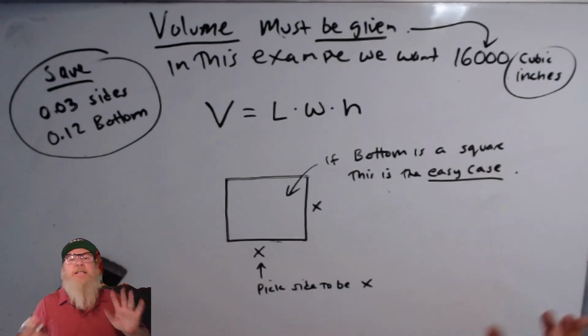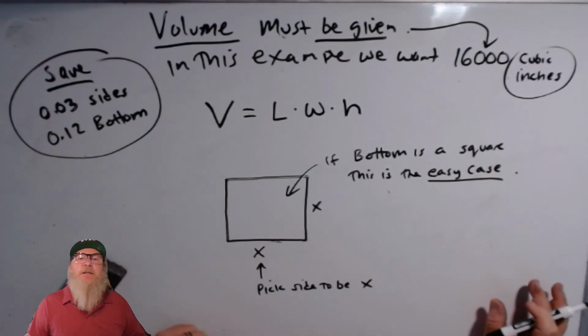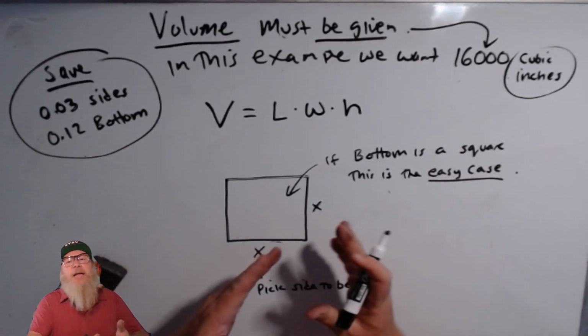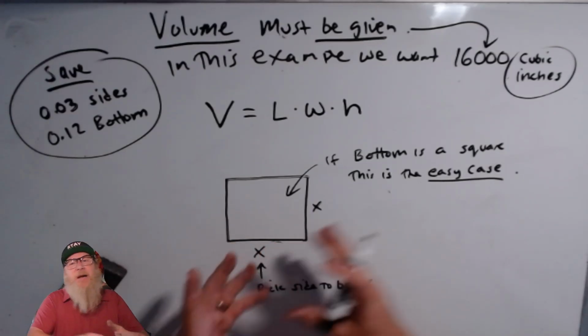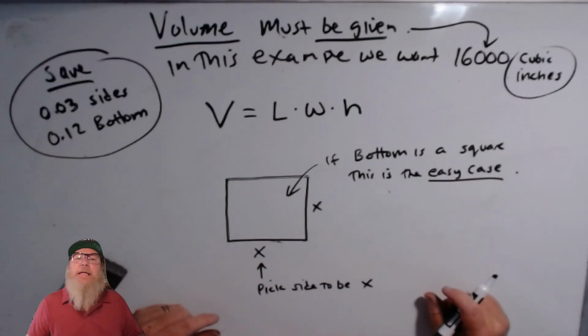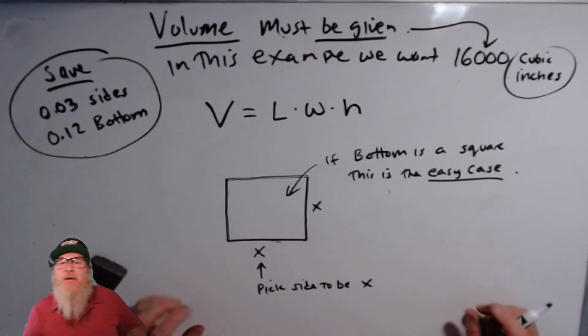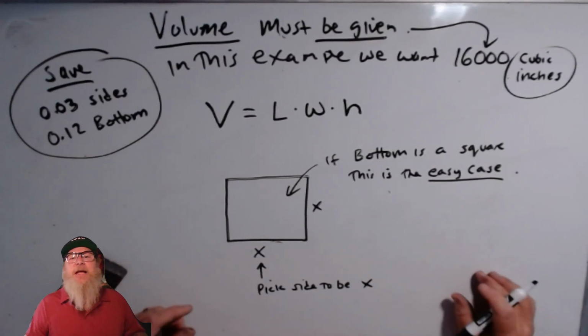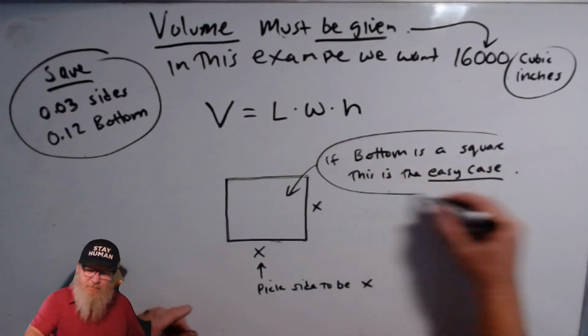So I'm going to do the easy case today. All right. And I don't know if we'll have time to do the more complicated case. The more complicated case would be where the bottom is not a square, and it does get extremely more complicated at that point. So for now, since I'm already 40 minutes into this lecture, I'm going to do the easy case, which is the bottom is a square.